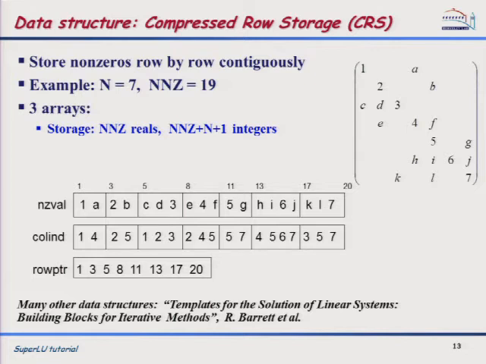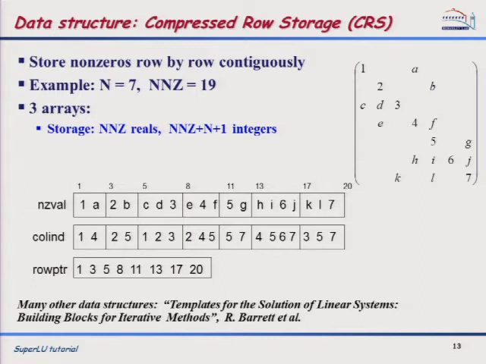We know that for row 1, there is an entry in column 1 and another entry in column 4. For row 2, there is an entry in column 2, another entry in column 5, and so forth. And we need a third integer array, which tells us where each one of those rows and the corresponding indices start in these two arrays. For example, the first row starts in position 1, the second row in position 3 in the array, the third row in position 5, and so forth. So with this kind of data structure, CRS, compressed row storage, we can store a sparse matrix.